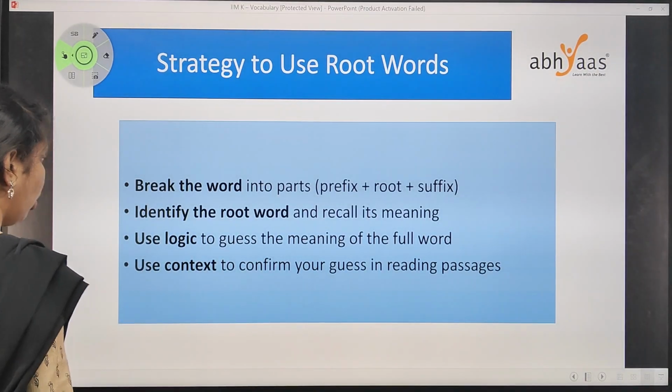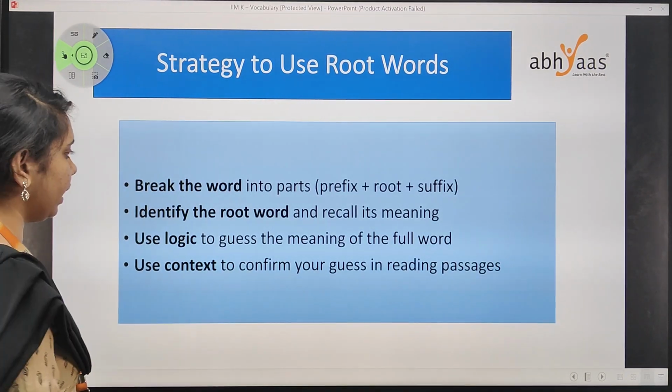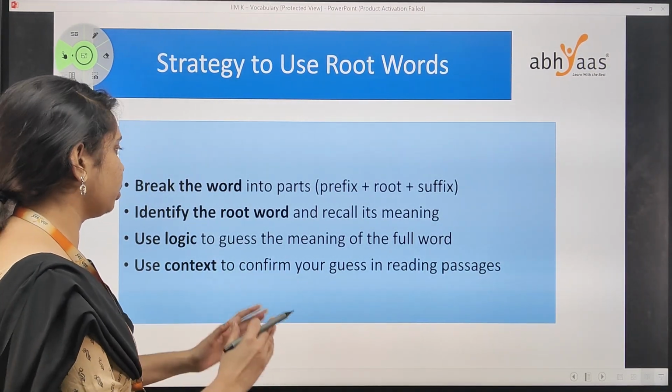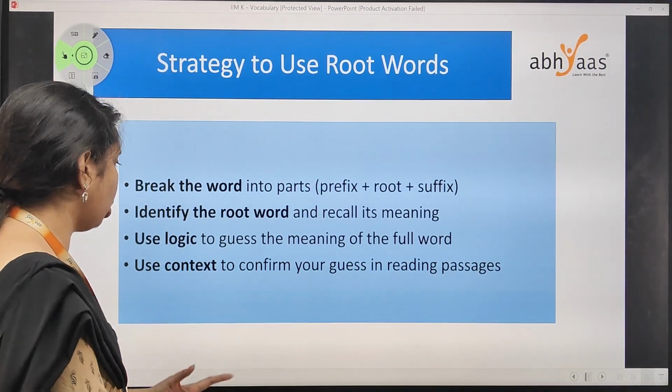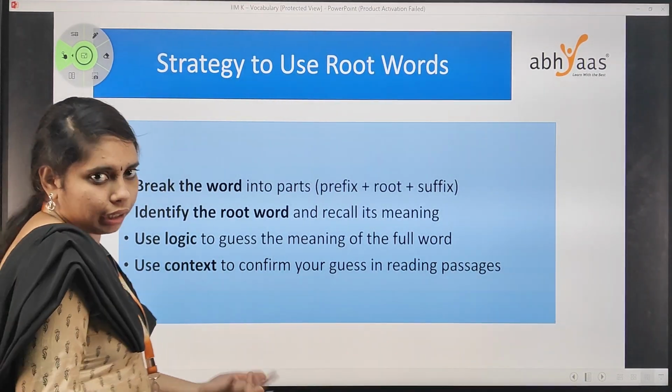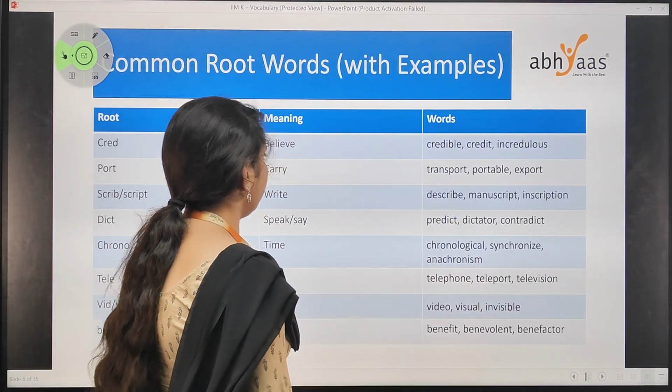Okay, so what you can do when you want to identify any word, you can just break it into prefix, root and suffix, and then you can try to identify the meaning of the root word and use your logic, and as per the sentence you can get the actual meaning of the word.